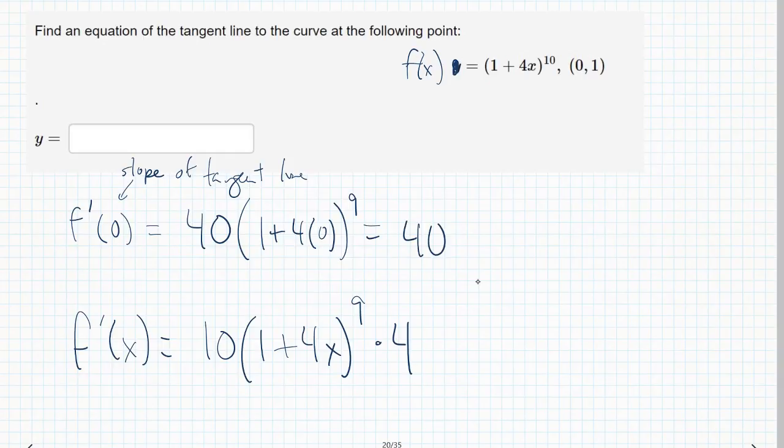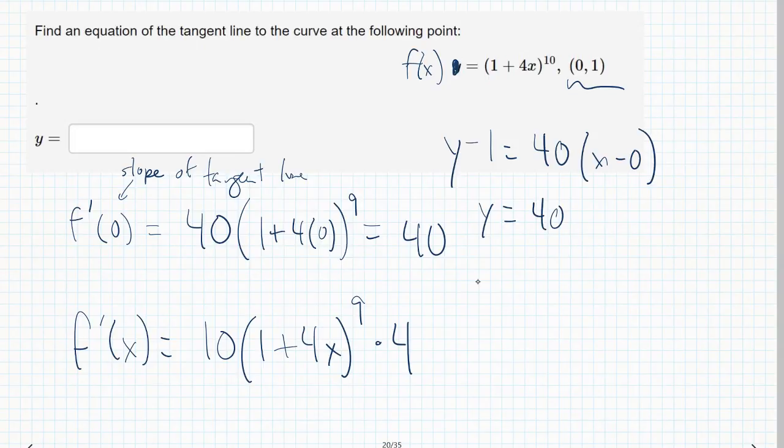So this equals 40. Now we have a point on the line, so this goes y minus our y1, which is 1, equals 40 times x minus x1, which is 0. So notice y equals 40x plus 1. And you're done.